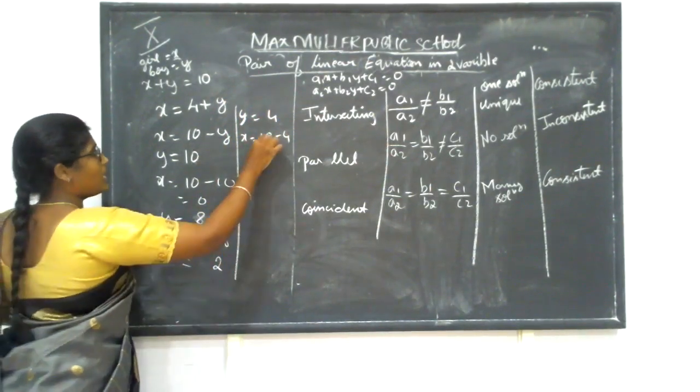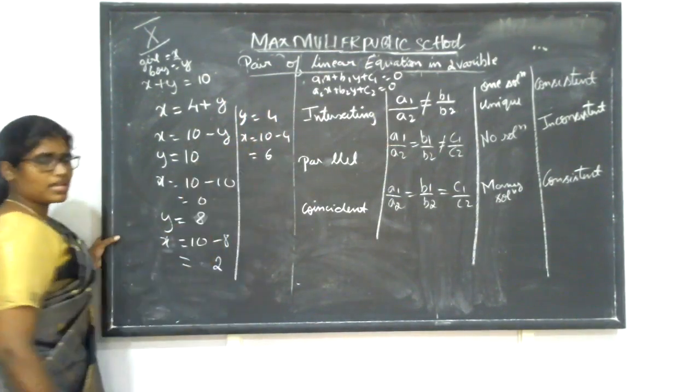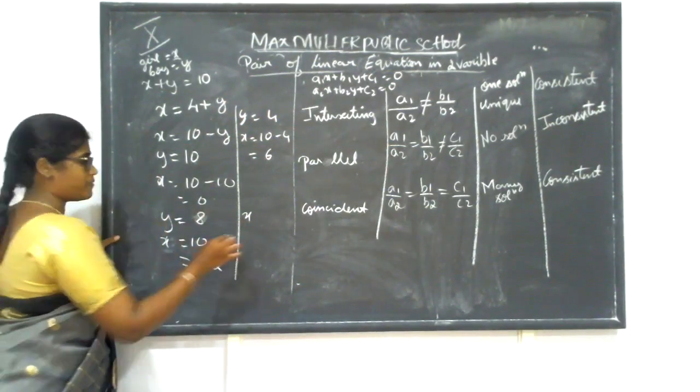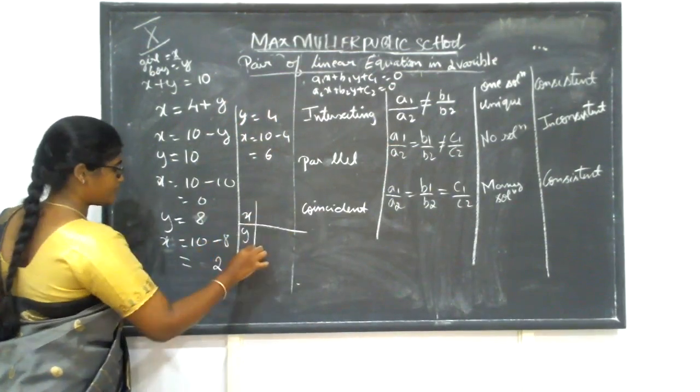Plus 2 it is, sorry. 10 minus 4 is what? 6. Plus 6. Correct? Now, take it. 3 points are enough, children. Do not go beyond that.